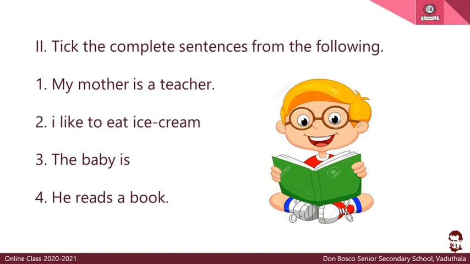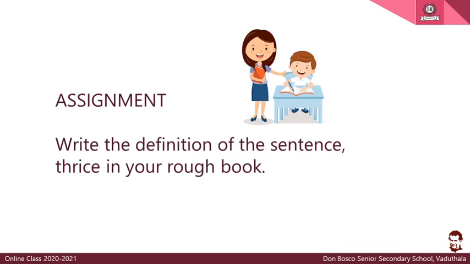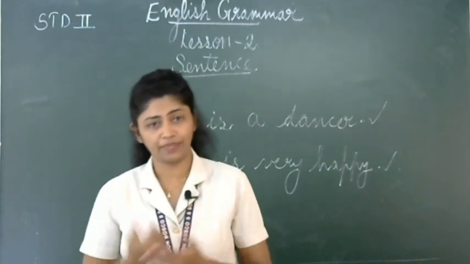Now on the slide you can see the assignment. What is the assignment? Please read it. Write the definition of the sentence thrice in your rough book. Thrice means 3 times in your rough book. Alright. And all these things will be uploaded in the ECMS. You can download from there.